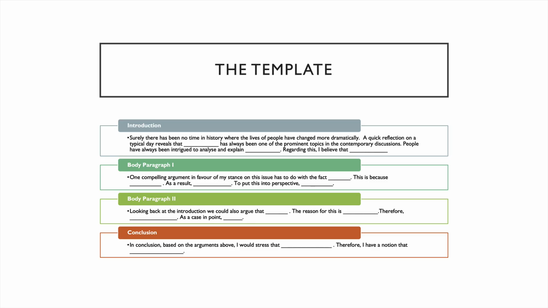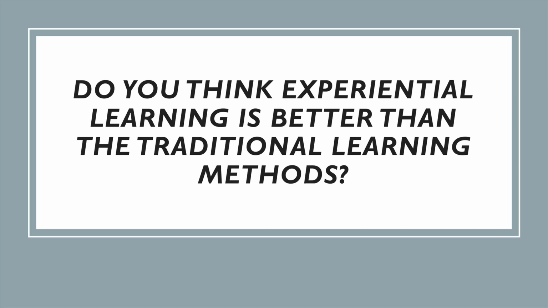So how do we complete the template then? Let's have a look at a question and answer it using this template. The question here says, do you think experiential learning is better than the traditional learning methods? Now we need to answer this question, and as I said, the first thing you need to do is type the template. Once you have typed the template completely, then you have to start filling it. But how do you do that, and what are the things you need to complete the template? That's what we are going to discuss now.